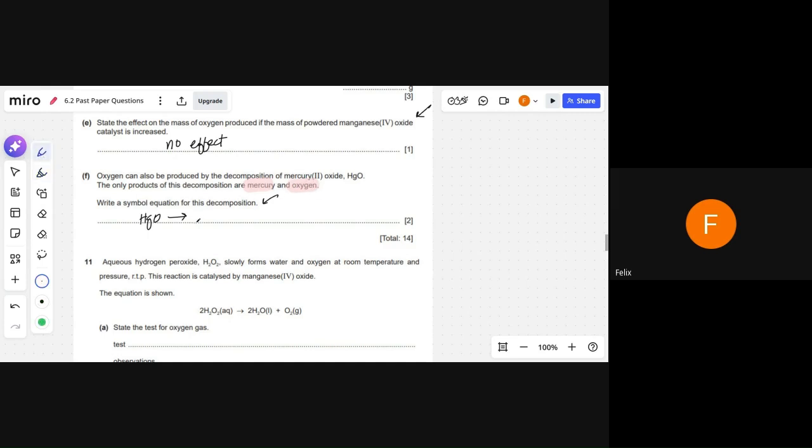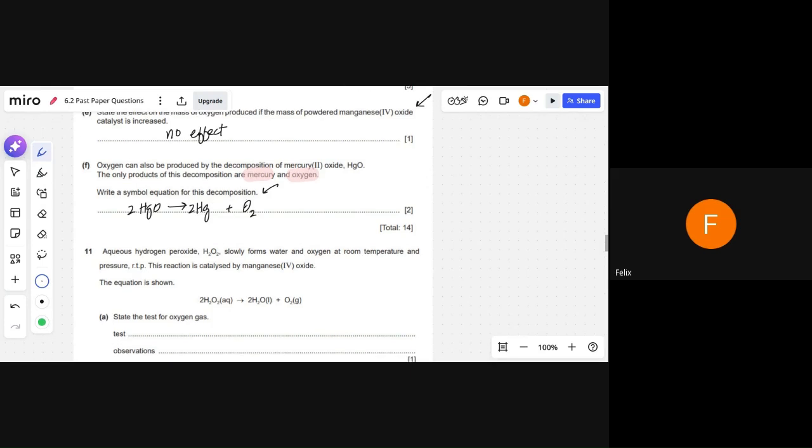Mercury is a metal, so it will exist as Hg on its own, in its atomic state. And oxygen, being a non-metal, exists as a diatomic gas, so it will be O2, right? Now we have to balance this. We have two oxygens on the right, so I'm going to put two here, so that makes two oxygens on the left. Now that we have two mercury atoms on the left, I'm going to put two here, and the equation is balanced.